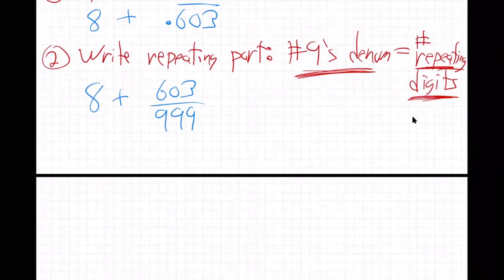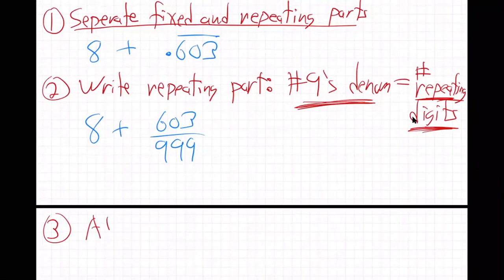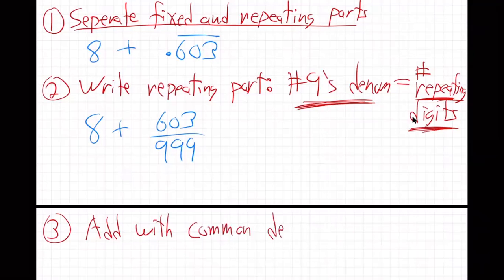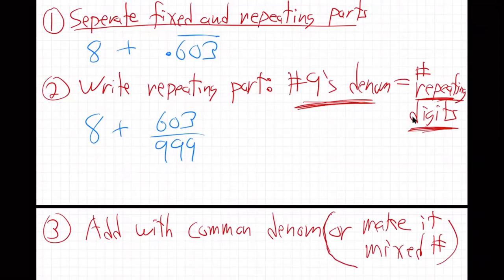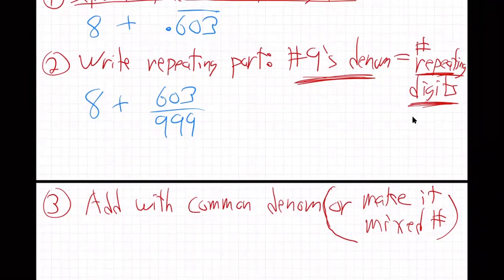Now, step 3, keep it right here so you can see it well. Add with a common denominator, or make it a mixed number. So you're going to add them with a common denominator or just make it a mixed number. And I think that'd be a better way to go. Let's just make this a mixed number. So that's what it is, right? It's 8 and 603 over 999.